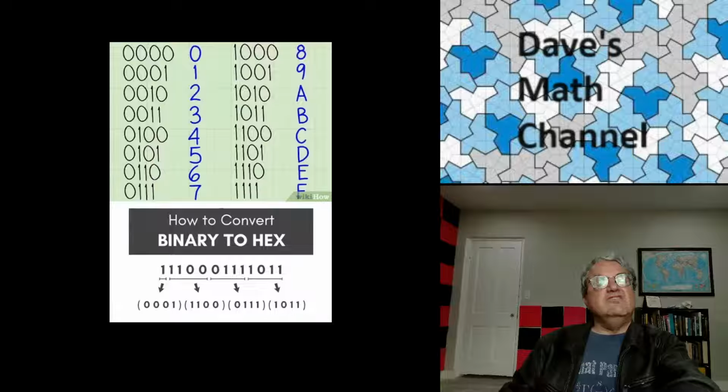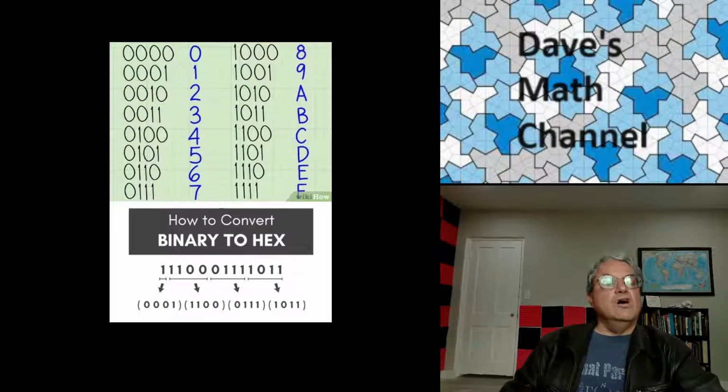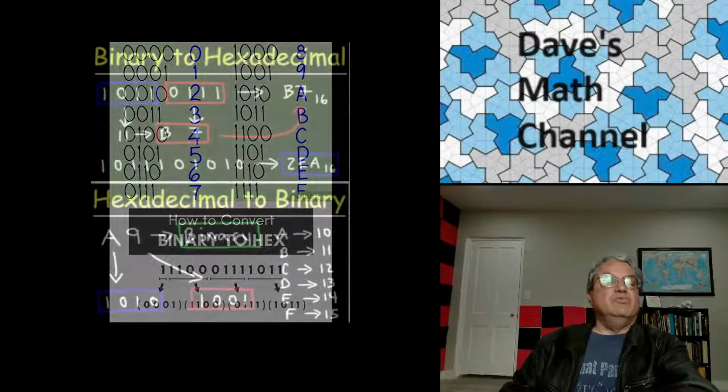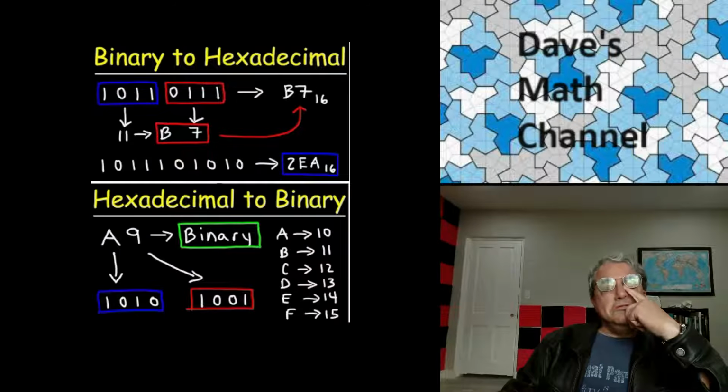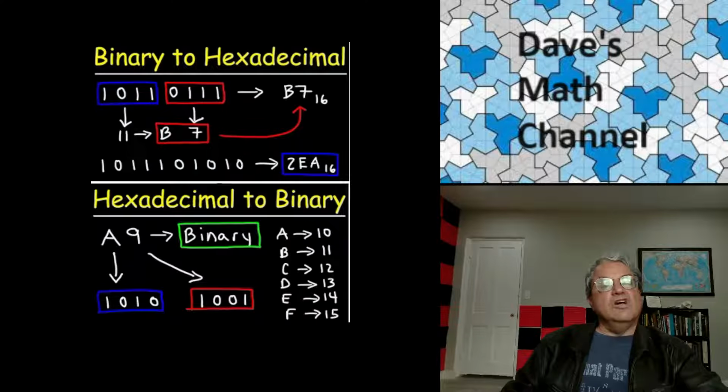So that's going to give you 7. And then your 1011, that's 11. That's going to be B. So you're going to get 1C7B. Here's some examples. I'm not going to go through these, but it's the same idea. Just use your code. Remember that you have to change numbers 10 through 15 to A through F.